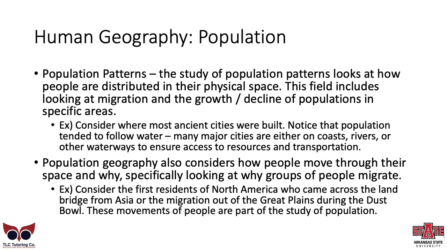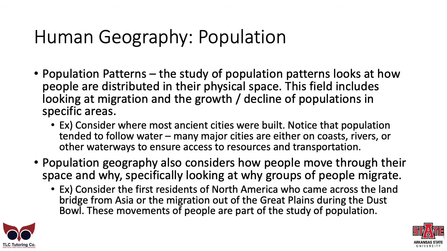Human geography, population. Population patterns. The study of population patterns looks at how people are distributed in their physical space. This field includes looking at migration and the growth or decline of populations in specific areas. For example, consider where most ancient cities were built. Notice that the population tended to follow water. Many major cities are either on coasts, rivers, or other waterways to ensure access to resources and transportation.